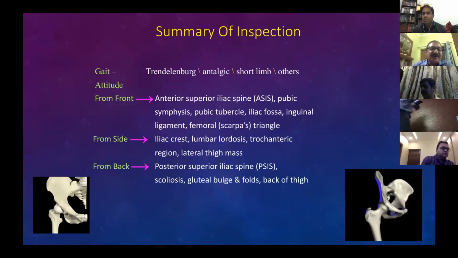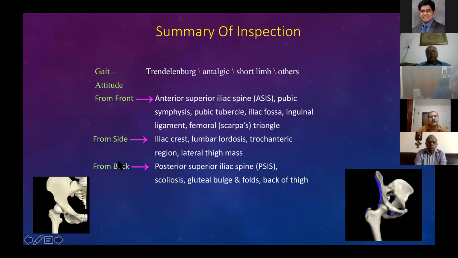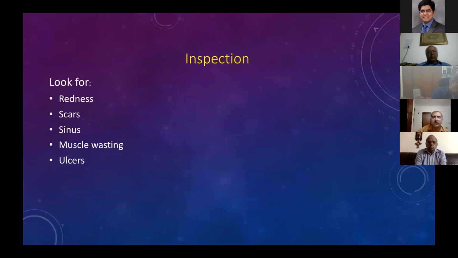This is the summary of the inspection. I'm again repeating the points which I have covered. I have told you about the gait, then the attitude of the limb, then inspection from the front, from the side, from the back. This will be the summary of inspection. Now comes the palpation. Once you are inspecting, please make note of any redness, any scars, any sinuses, any muscle wasting or any ulcers.